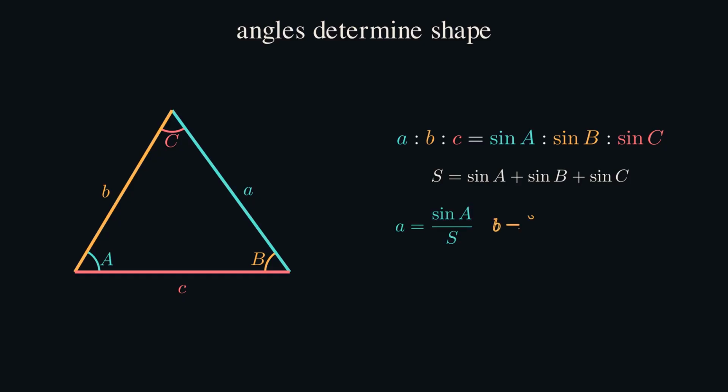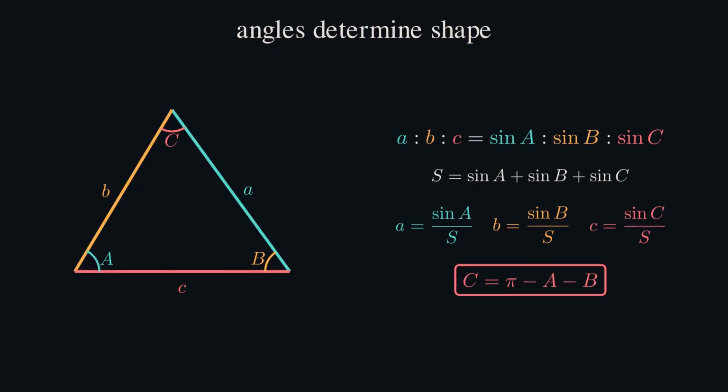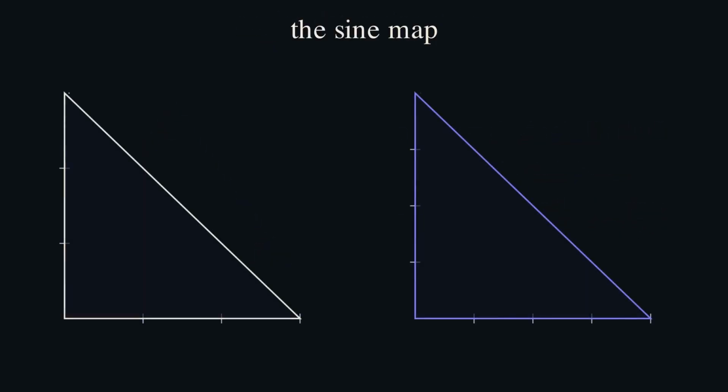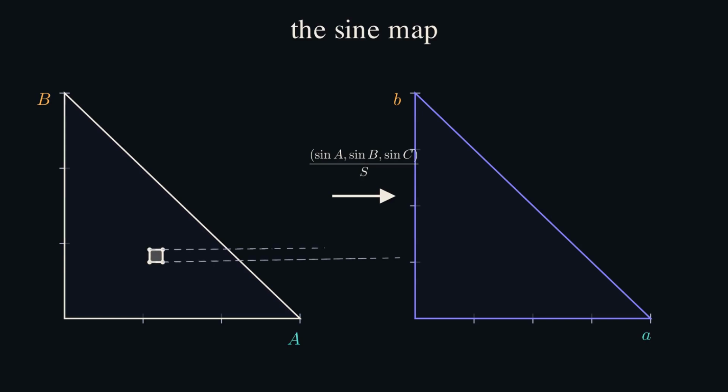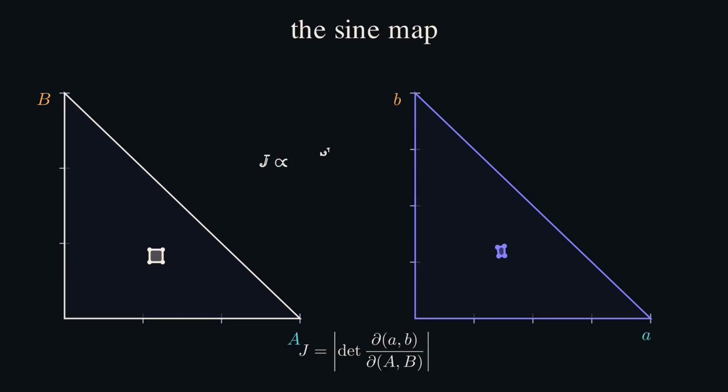This gives us a machine. Move a point in the angle triangle, feed its angles through 3 sine curves, then normalize the outputs into side lengths. What matters is how much area the machine creates or destroys locally. That factor is a Jacobian. The name is less important than the job. Draw a microscopic square in angle space, map its 4 corners into side space, and measure the resulting area. Work through the derivatives, and the area factor is proportional to sine a times sine b times sine c, divided by the cube of sine a plus sine b plus sine c.